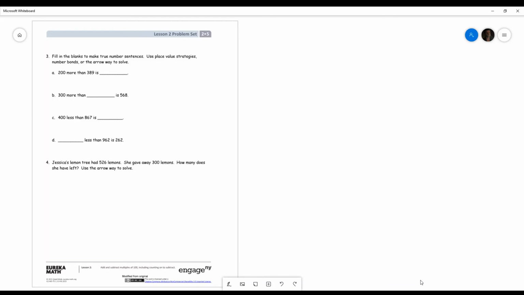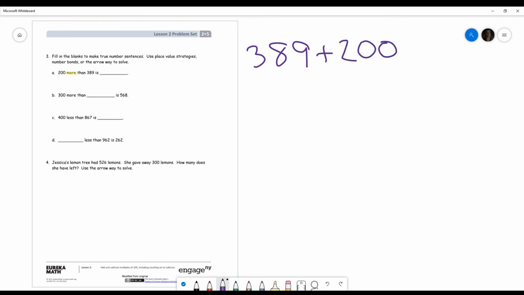Okay, now let's look at the second page of Lesson 2 problem set. Number 3. Fill in the blanks to make true number sentences. Use place value strategies, number bonds, or the arrow way to solve. So for A, we have 200 more than 389. So we know that when you see the word more, it means you're going to be adding. So we need to add 200 to 389. So here would be our number sentence. 389 plus 200. So we're adding because adding means more.